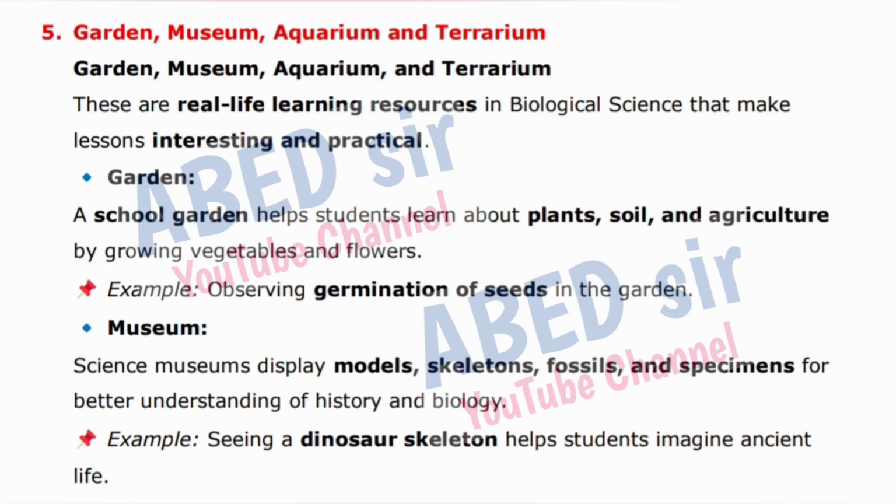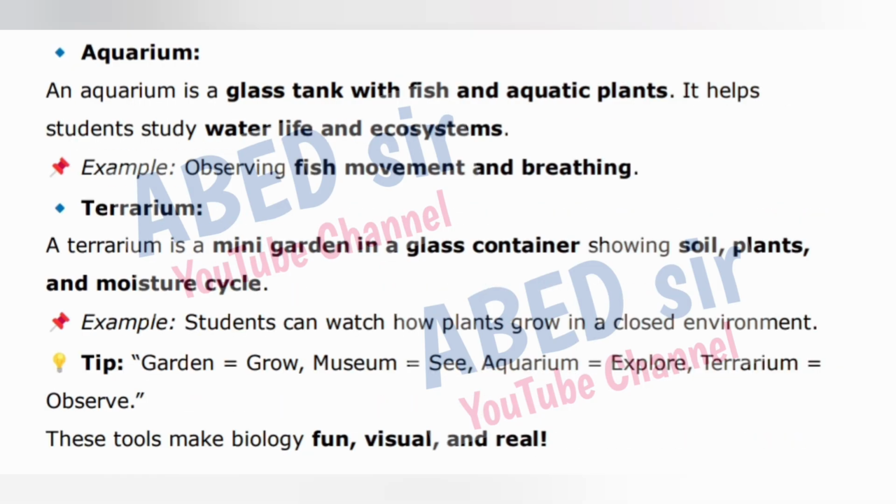Example: observing germination of seeds in the garden. Museum. Science museums display models, skeletons, fossils, and specimens for better understanding of history and biology. Example: seeing a dinosaur skeleton helps students imagine ancient life. Aquarium. An aquarium is a glass tank with fish and aquatic plants. It helps students study water life and ecosystems. Example: observing fish movement and breathing.